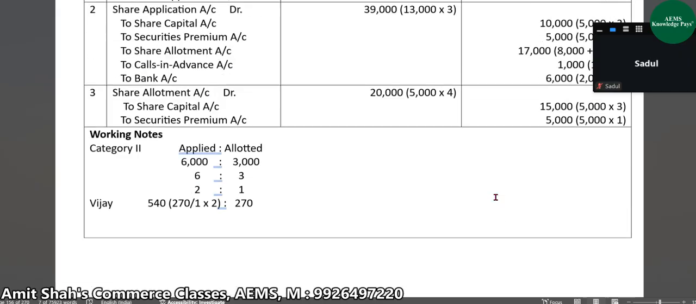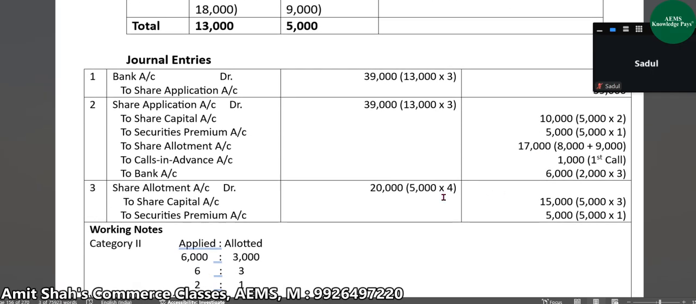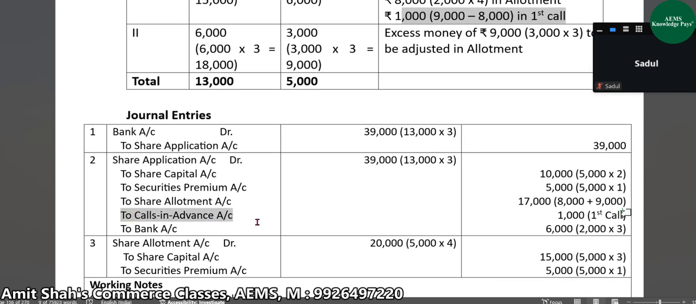Okay. So see, one more thing, guys. In case the question says that you can use excess money not only in allotment but also for the calls, as is the case in this question, then the excess money that would be used in calls would be credited to calls in advance account and not in the share first call account. Not in the name of that call. After allotment, whatever excess money you are using for further calls, you have to credit to calls in advance. And that is what we have done here for this rupees 1,000. Have you got me?